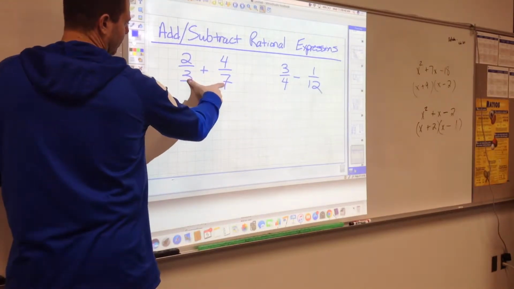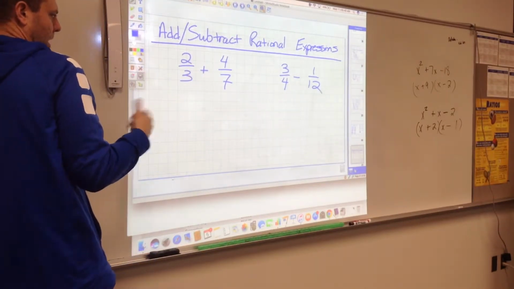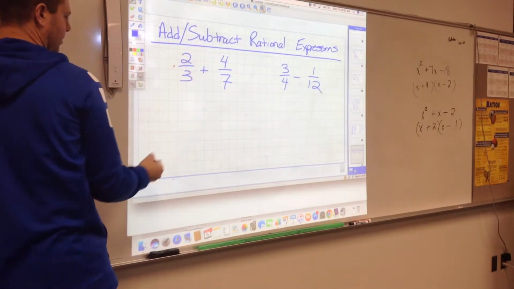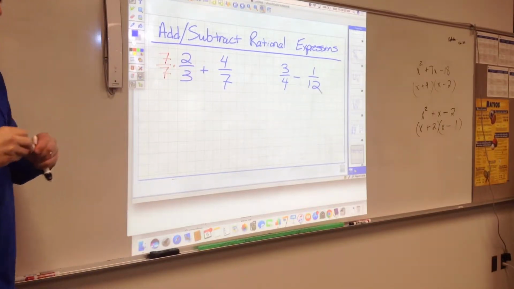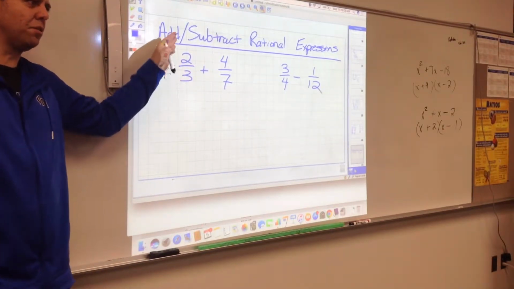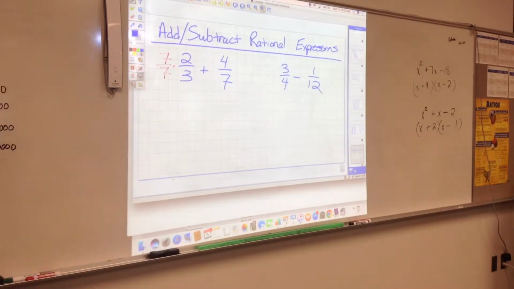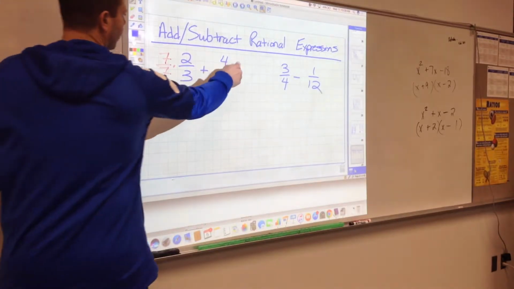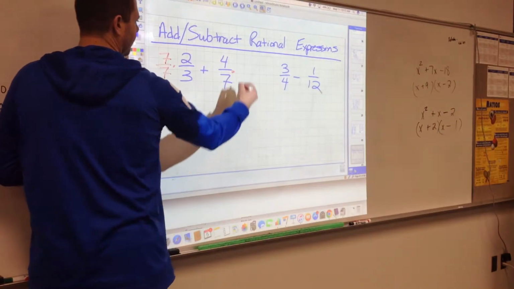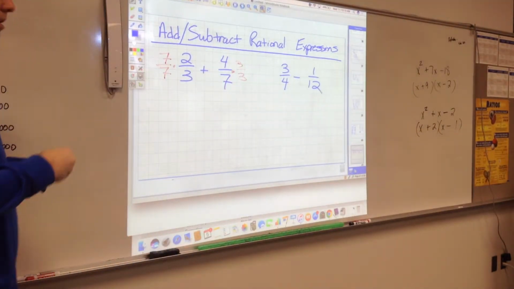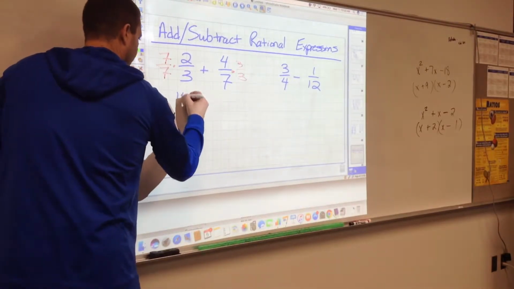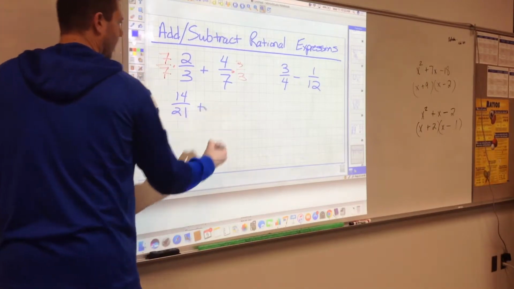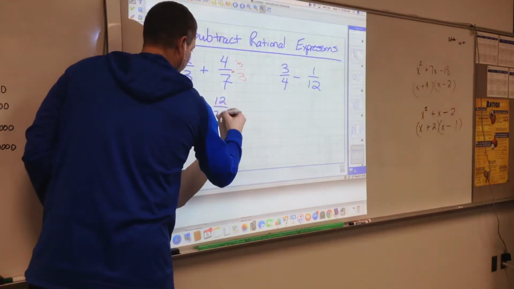So if I want to make these denominators the same, I would need to make both denominators become 21. To do that, what do I have to do to this fraction? Times it by 7 over 7. And I have to multiply it times 7 over 7 because I have to do the same thing to the bottom as I do the top, because otherwise it changes the value of the fraction, which would change the problem completely. For this one over here, I need to multiply by 3 over 3. So then when I do that, I get 14 over 21 plus 12 over 21.